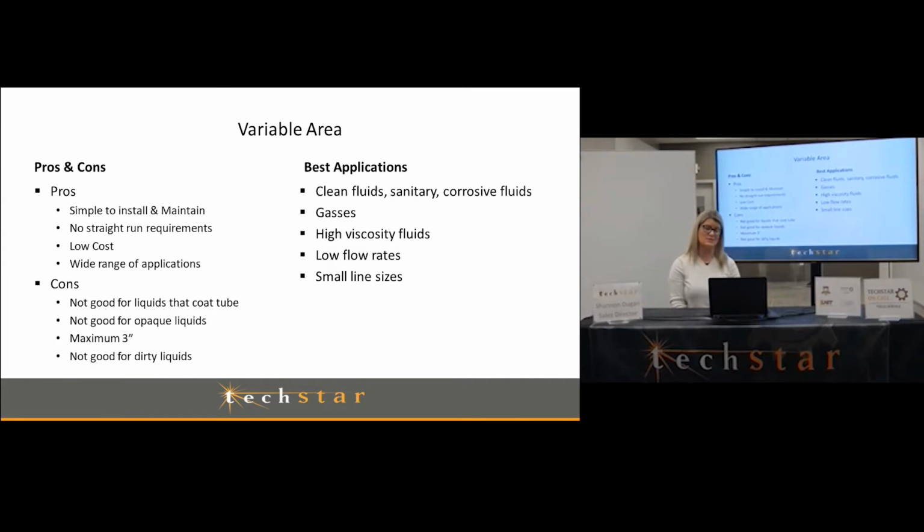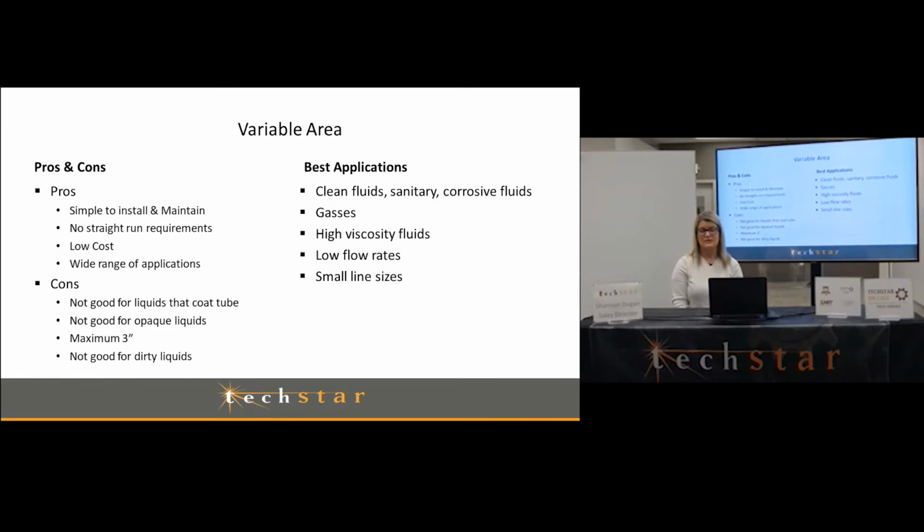These really only go up to about 3 inches. They are made for small line sizes, sample systems, perhaps something that's metering into a skid, or nitrogen flow in a plant. Those are really typical applications.